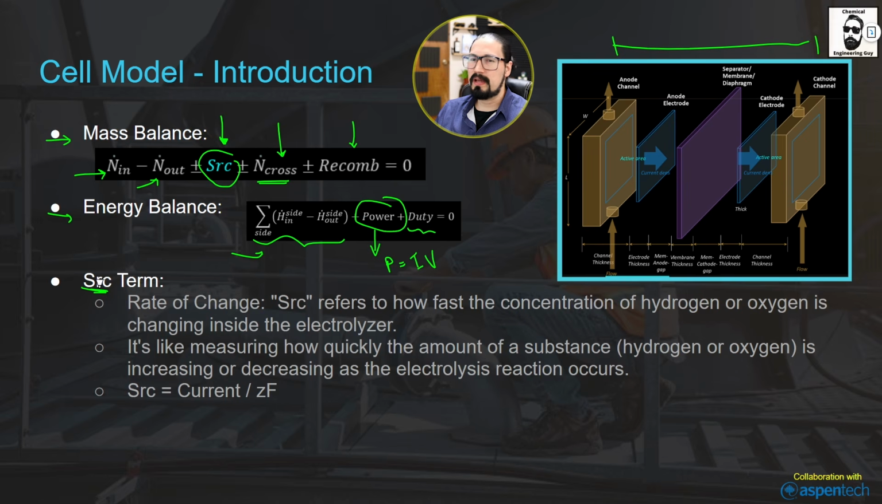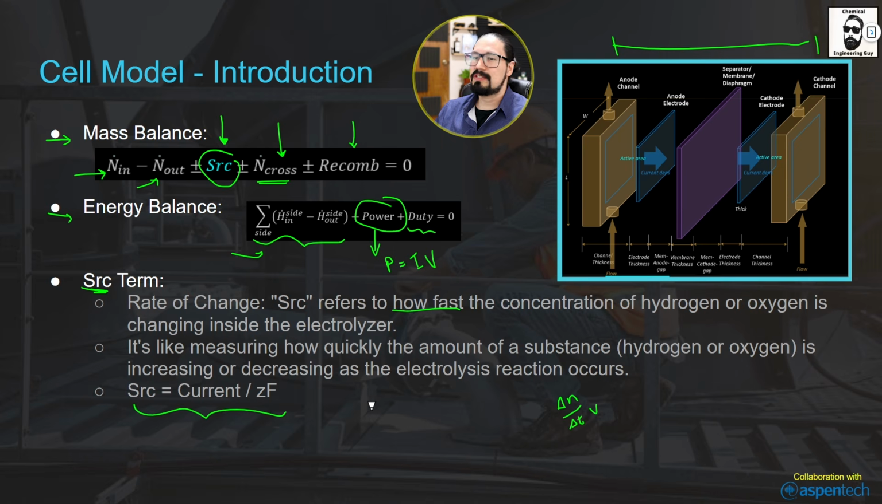Now, what is the so-called SRC term? We can define it as the rate of change. It typically refers to how fast the concentration of hydrogen or oxygen is changing inside the electrolyzer. That's straightforward. So it's a rate of reaction. Now, this is quite similar to the rate of reaction used in chemical reactors. So the change of moles per change of time in a given volume.